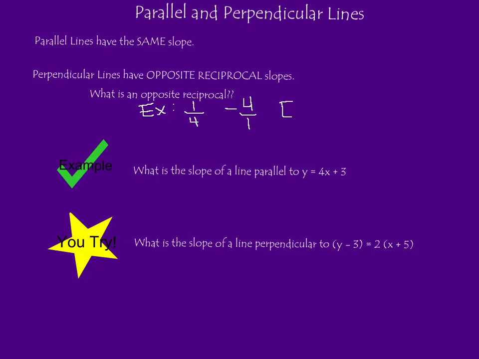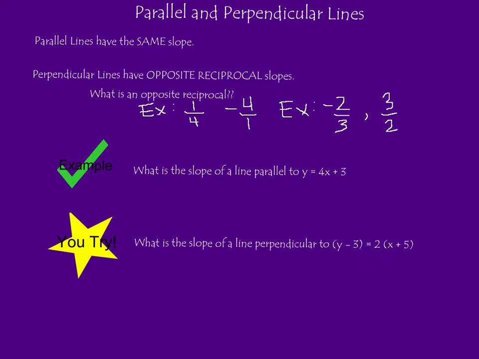So let's look at another example. If I originally told you negative 2/3 was the slope of one line, the slope of the opposite reciprocal, or the perpendicular line, would be positive 3/2. So I switched from negative to positive, and I flipped my numbers over the fraction bar.